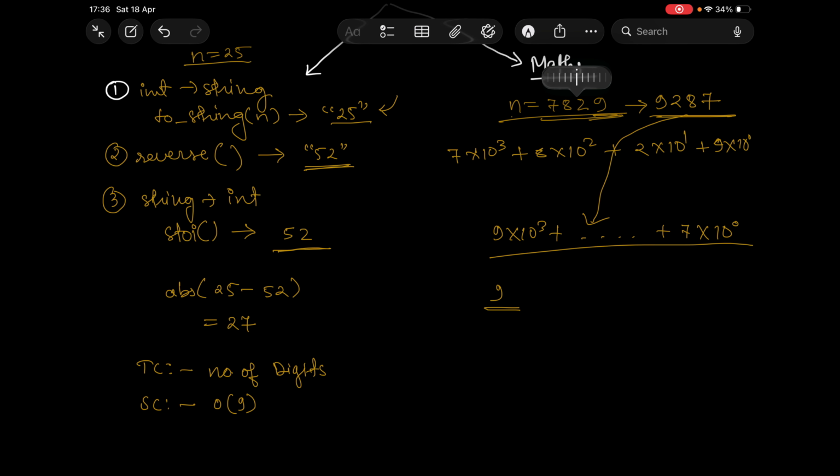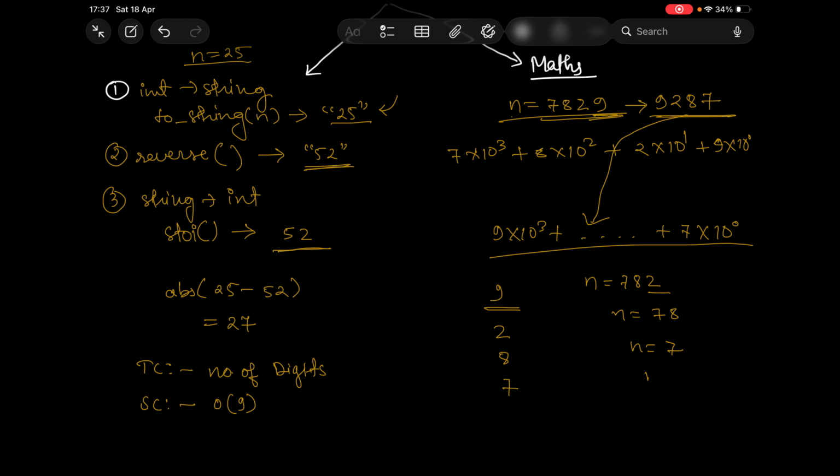We cannot get 2 directly from 7829, right? Let's say we divide n by 10, with integer division. Then the value would be 782, right? And when we do the mod of this value with 10, we would get 2. Okay, now again let's say we divide this value by 10, so it will be 78. Now if we do mod of this value with 10, then we would get 8. Now again if we divide by 10, we get 7. Now again if we do mod of this value by 10, then it will give me 7.